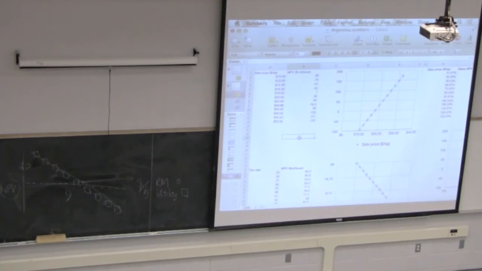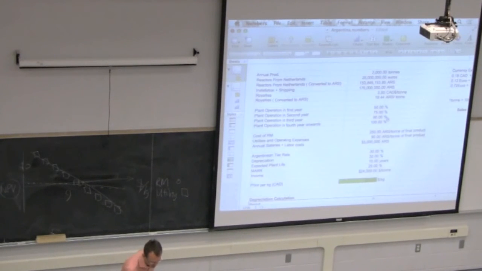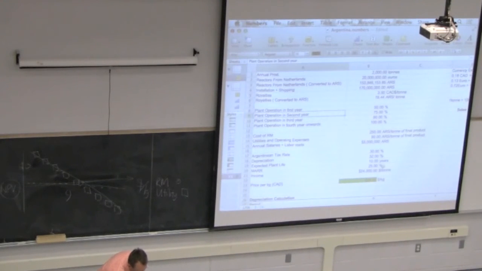This is easy to do in the spreadsheet. You just change the value of your sales price up and down, and then you can get your NPV changing from low to high. So I'll show that to you just so that the first time we can be aware of it. This is one of the groups, I forget who it is. They submitted a spreadsheet, so I use this.